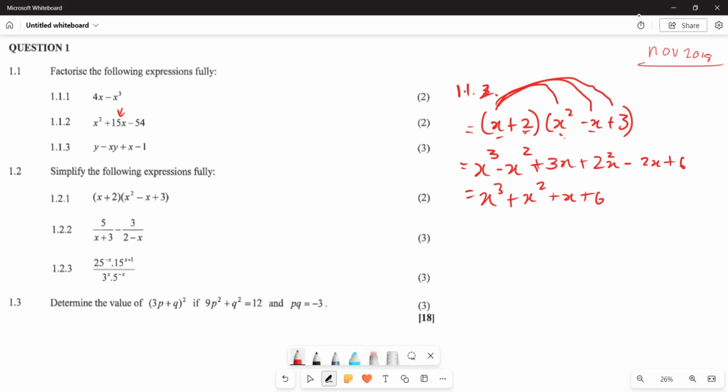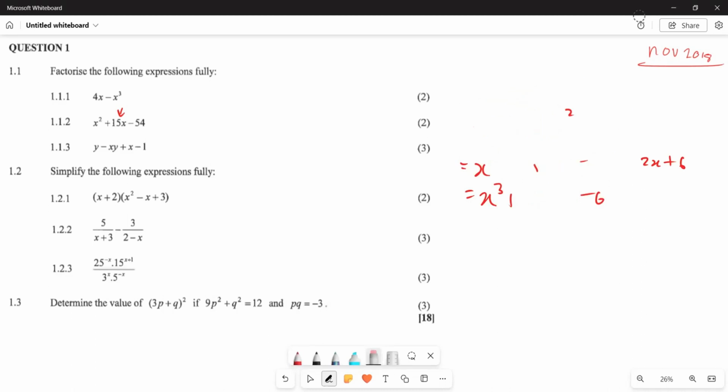Now, let's look at our 1.2.2 and see what it is that you're going to have there, right? Now, in this type of equation, you are given that this is 1.2.2. So the question that you are having here, you are given 5 divided by x plus 3, subtract 3 over 2 subtract x, right?